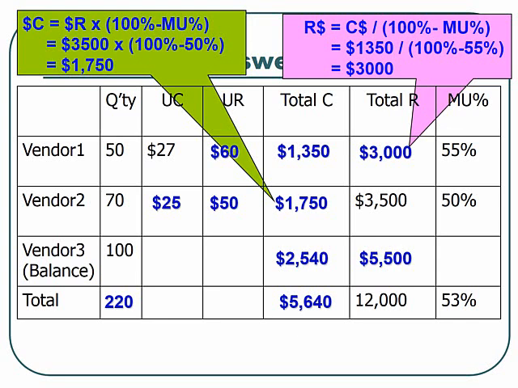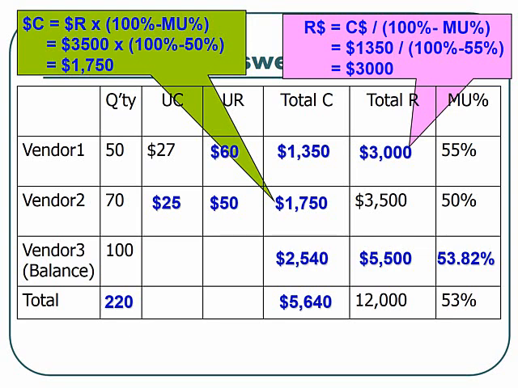Now that we have calculated the cost balance and retail balance, we can also calculate the markup percent for the balance, right? So we're moving from the column by column calculation to row by row calculation, looking at the vendor 3 row. Given the cost balance and retail balance we just calculated, what would be the markup percent for the balance for vendor 3? That would be 5,500 minus 2,540 divided by 5,500, R minus C over R, so that will be 53.82%.